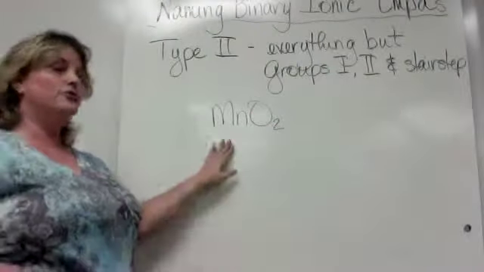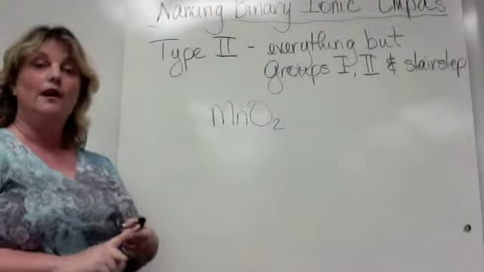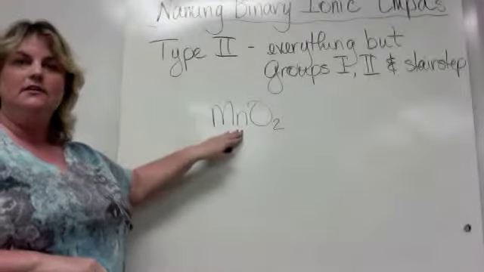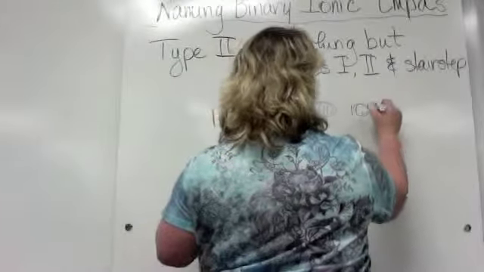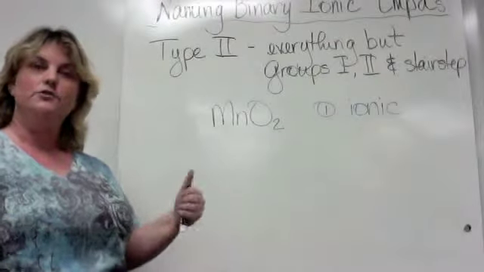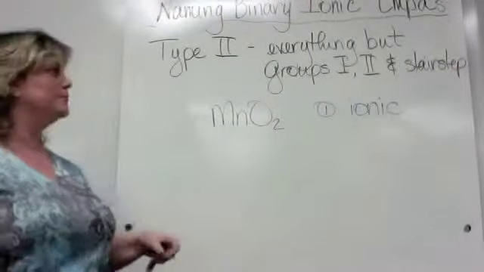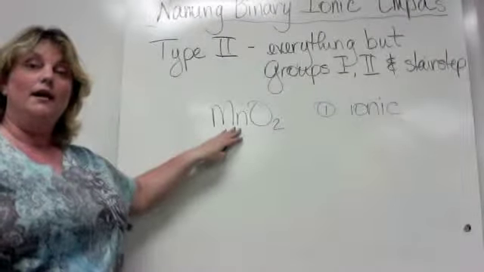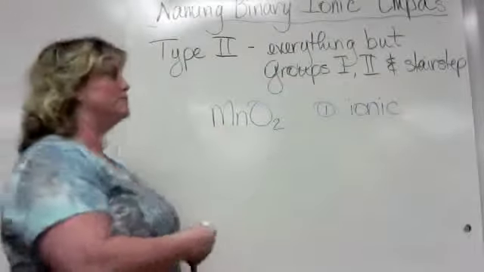Okay, MnO2. Again, we have to ask ourselves those questions. Question number 1, is it ionic or covalent? Well, manganese is a metal, therefore it's ionic. Because it's ionic, we have to ask ourselves question number 2. Does it contain a type 1 or a type 2 metal? Well, manganese is not in group 1, group 2, or the stair step. Therefore, this is a type 2 metal.